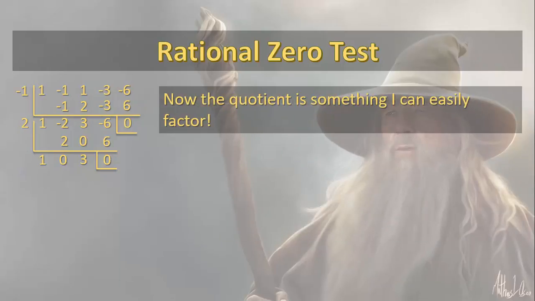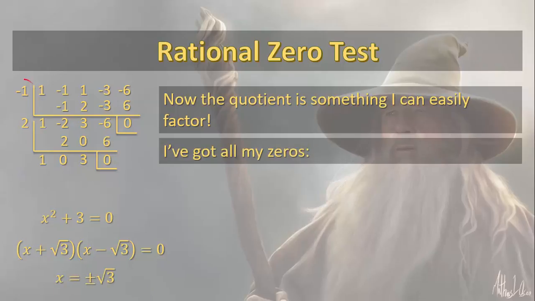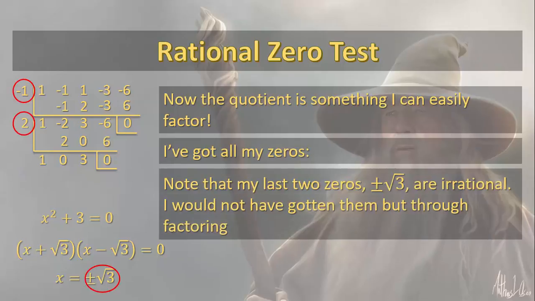Now the quotient is something I can easily factor. x squared plus 3 ends up being (x plus square root of 3)(x minus square root of 3). All right, I've got all my zeros, and they are -1, 2, and plus or minus square root of 3.